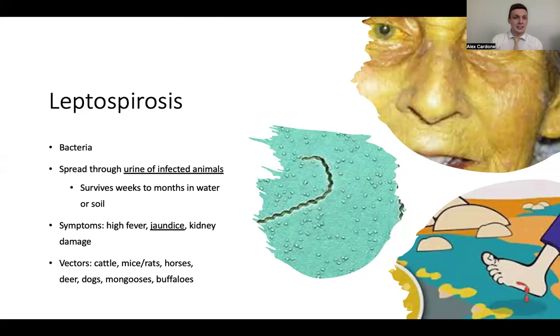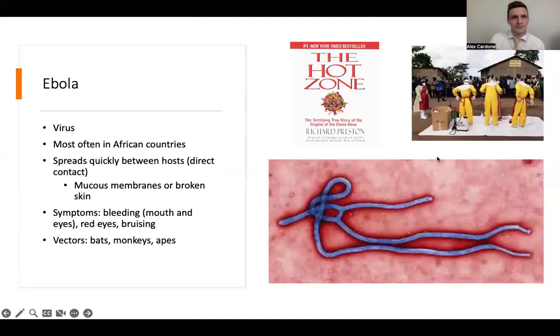But again, it's a bacteria, and it is predominantly spread through the urine of infected animals. And one of the key characteristics, unlike the other five, is that it can cause jaundice. So those are some of the important things to be looking out for whenever it comes to this material.